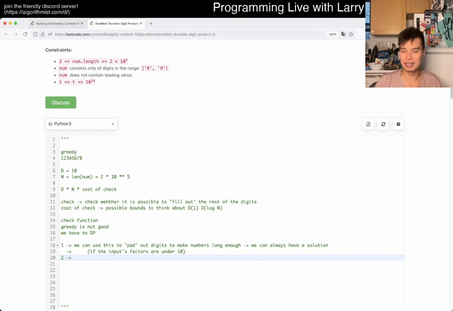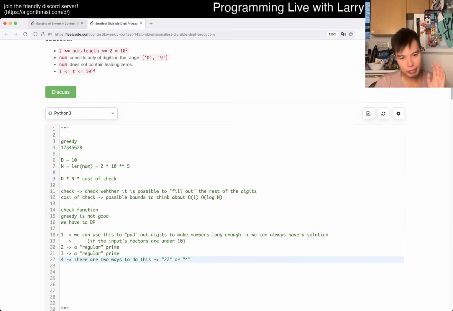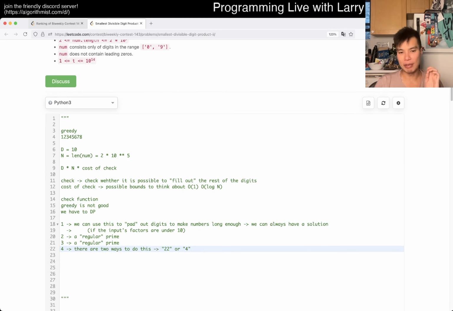Here, these are just observations. 2 is fine, right? It's just a regular number, a regular prime, maybe. 3, also a regular prime. 4 is interesting, right? Because there are two ways to do this. We can use 2, 2, or just a 4, right? So that already is a thing that we have to consider, right?